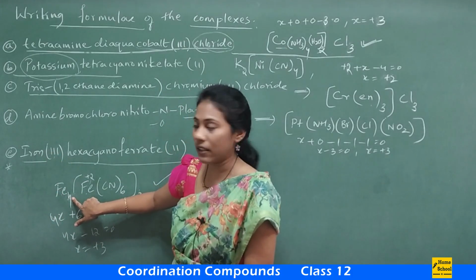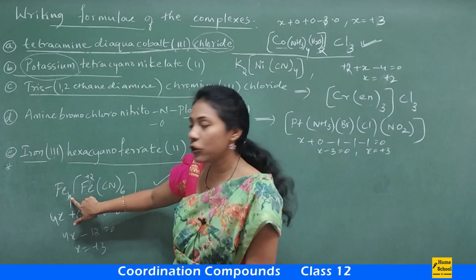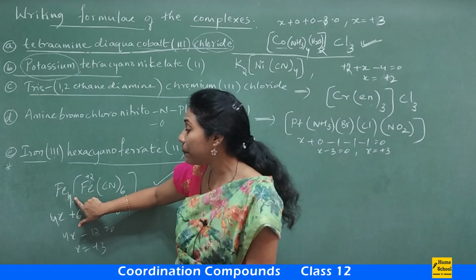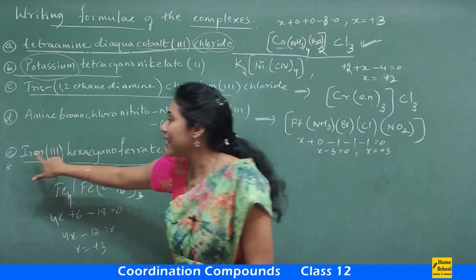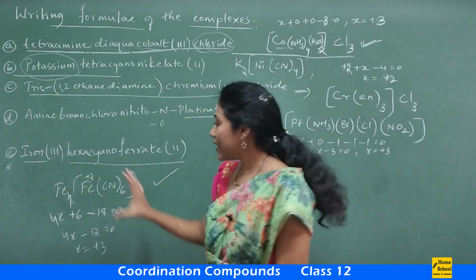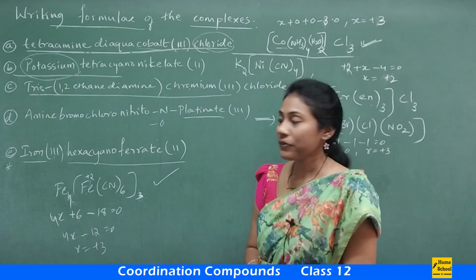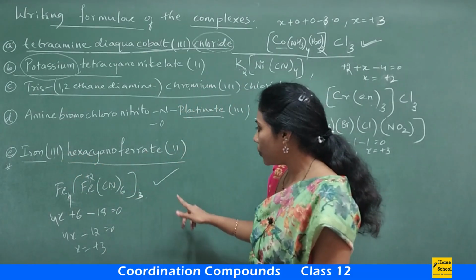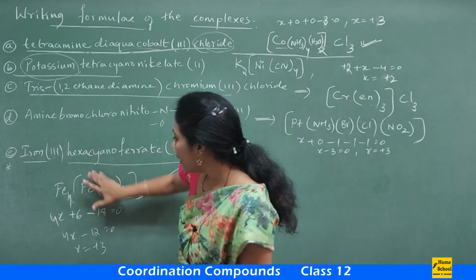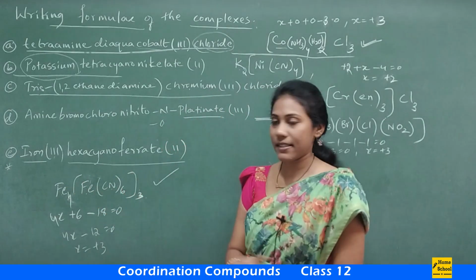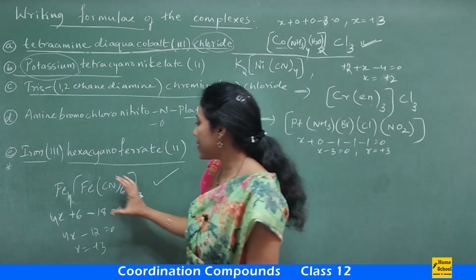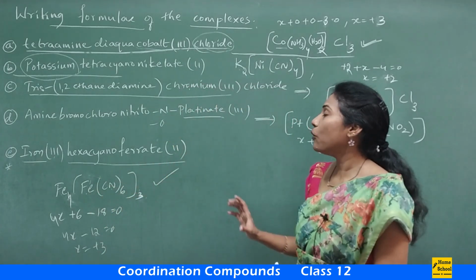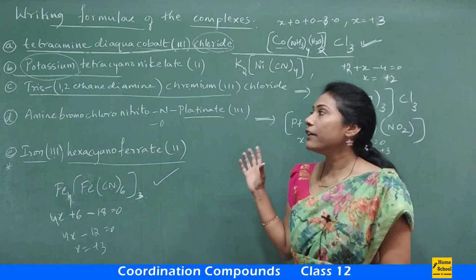First you put 1, you didn't get 3. You put 2, you didn't get 3. You put 3, you didn't get 3. You put 4, you got plus 3 as the oxidation state for this iron. So that means this is the correct formula. So the formula for iron 3 hexacyanoferrate 2 is Fe4[Fe(CN)6]3. This is how you can write the formula if the name is given.